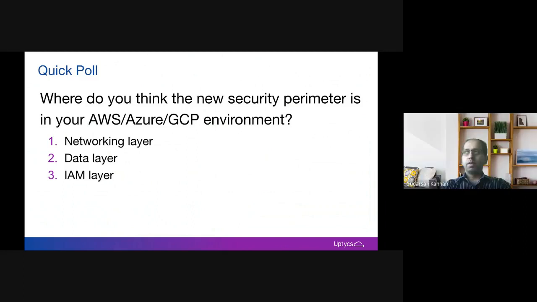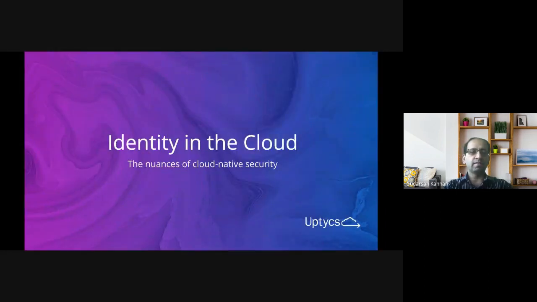Nothing specific, Jeremy. When you come from an on-premise world, people typically understand it's basically the networking piece, where you build that moat through firewalls and whatnot. But I'm always curious, when it comes to the cloud, how do organizations think about where the security perimeter is? It's more of a poll, to your point. The truth lies somewhere among these three. There's no right or wrong answer, but we want to hear everybody's perspective.